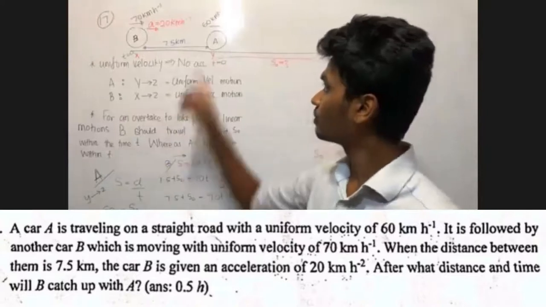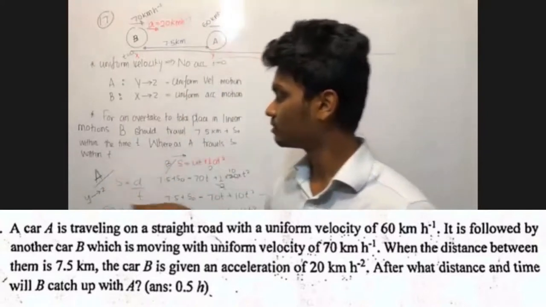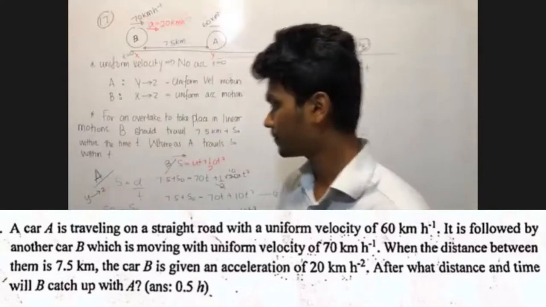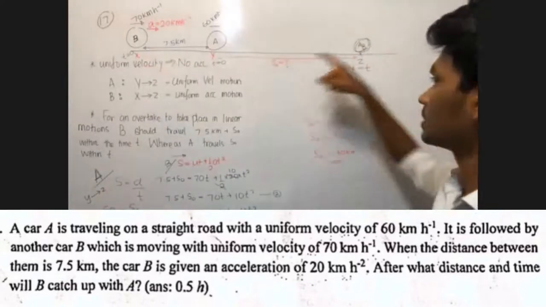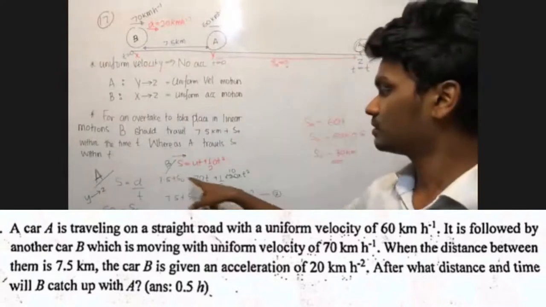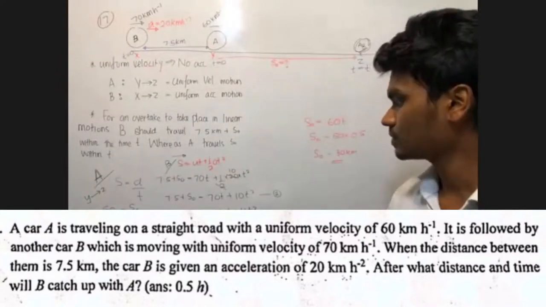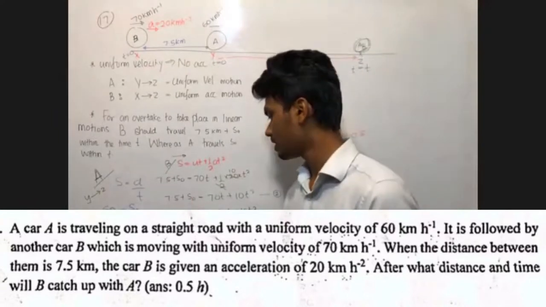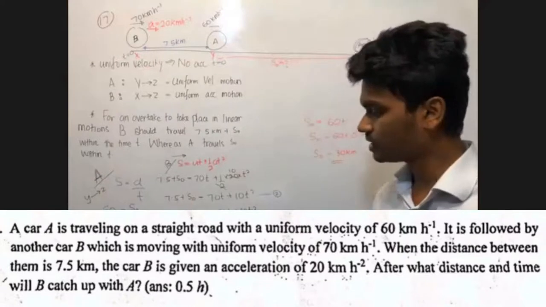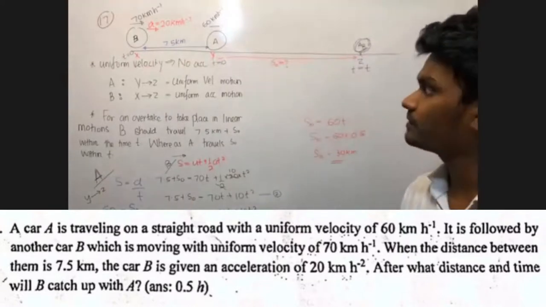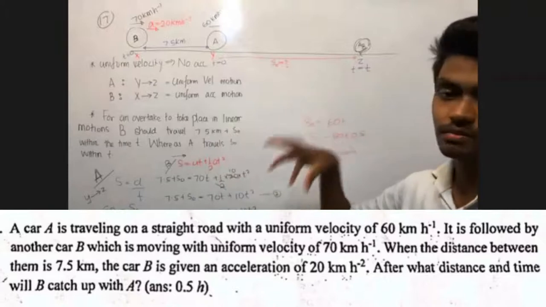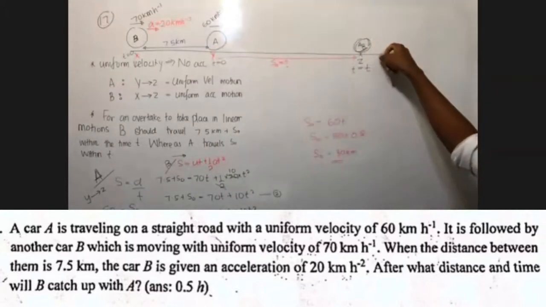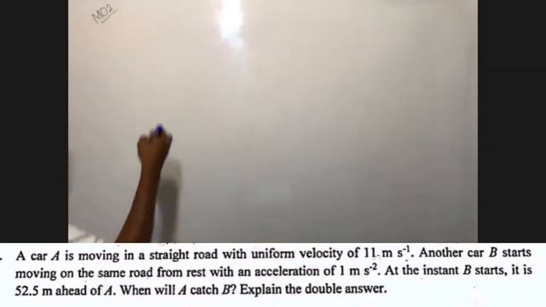So from A to B, speed equals distance divided by time taken. Why? Because A is moving with a uniform velocity. And then from B to X to Z, that is the distance. Right? So what's the S naught? I found T. T was found to be 0.5 hours. So that means within 0.5 hours, B will overtake A.